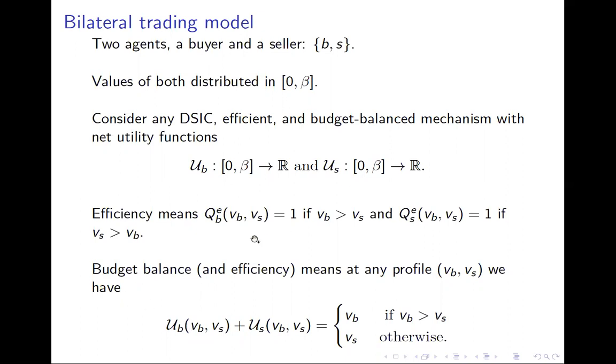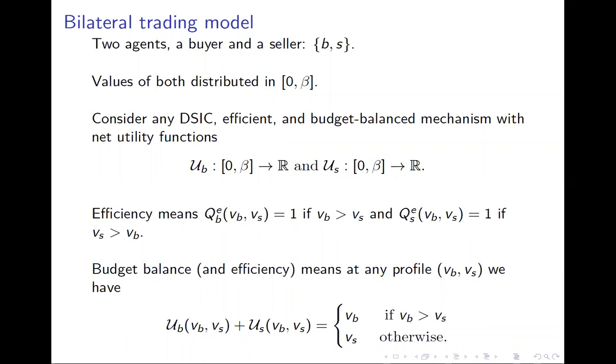So in this case, of course, the allocation probabilities are very easy to compute because we are using efficiency. Efficiency will require that if the buyer's value is greater than the seller's value, then the buyer should get the object. Otherwise, the seller should get the object. If VB is equal to VS, we may do whatever we want. It won't matter. But at least when VB is strictly greater than VS, B gets the object. If VS is strictly greater than VB, then S should get the object. That's what efficiency means.